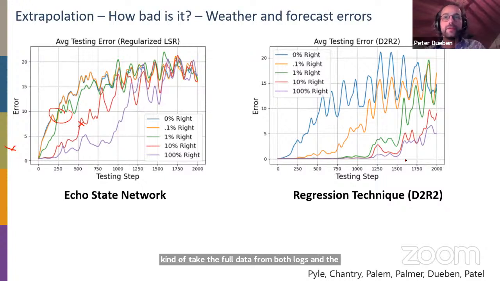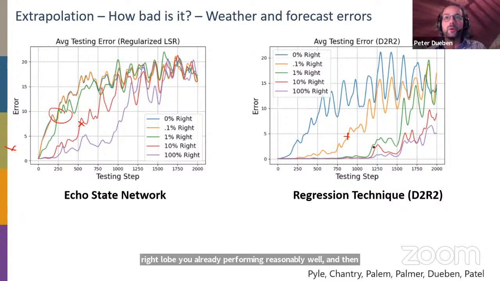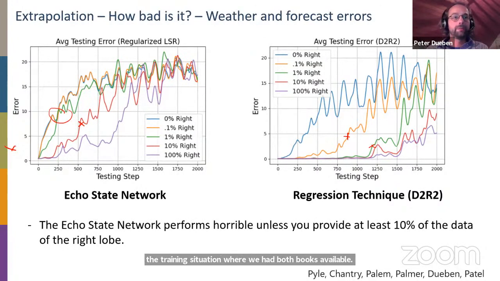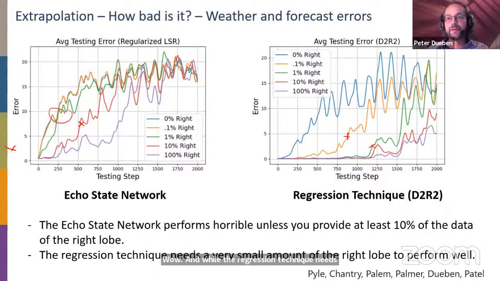The regression technique, on the other hand, requires a much lower amount of data from the right lobe. Even for 0.1% of the data from the right lobe, it's already performing reasonably well. And if you increase to 1%, you get quite close to the training situation where we had both lobes available. So the echo state network performs quite horribly unless you provide something like 10% of the data of the right lobe, while the regression technique needs only a very small amount of data to perform well in the system.